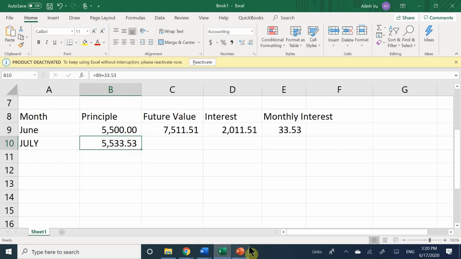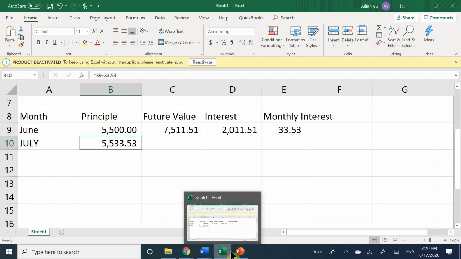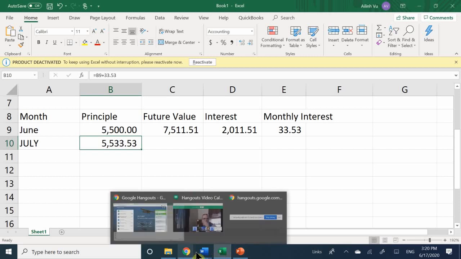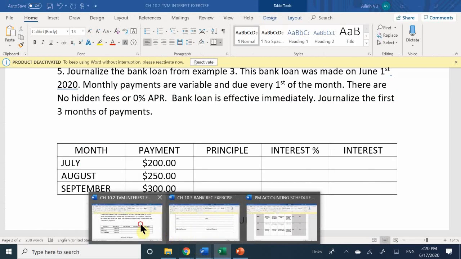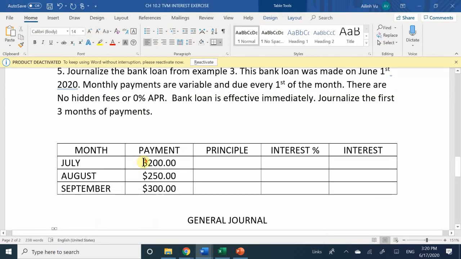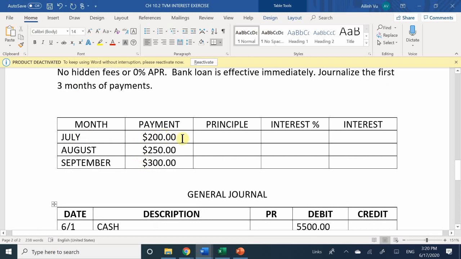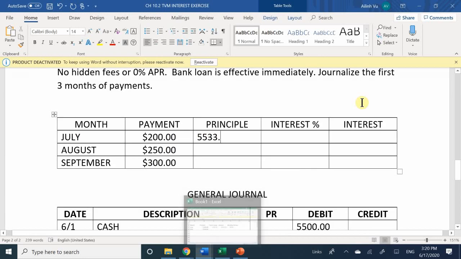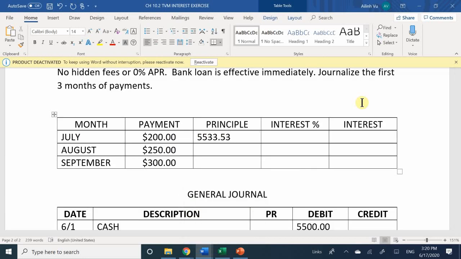So by understanding this, let's go ahead and fill out our table. Our table is if I paid for January, right? So my principal is now 5,533.53. That's my new principal, right? My interest percent is going to be 6.25%.